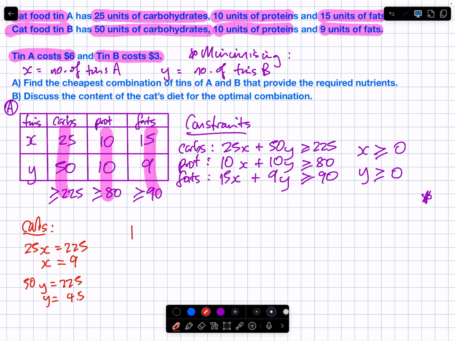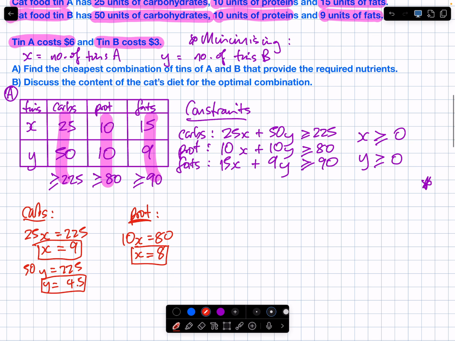Someone help me out for protein. I need x and y intercepts to draw my line for protein. How do I go about that? Protein is in general form: 10x plus 10y is equal to 80. 80 divided by 10. So 10x equals 80, so x is going to be 8. There's going to be a dot on the x-axis at 8. That's going to be the same with y as well, because they're both 10.